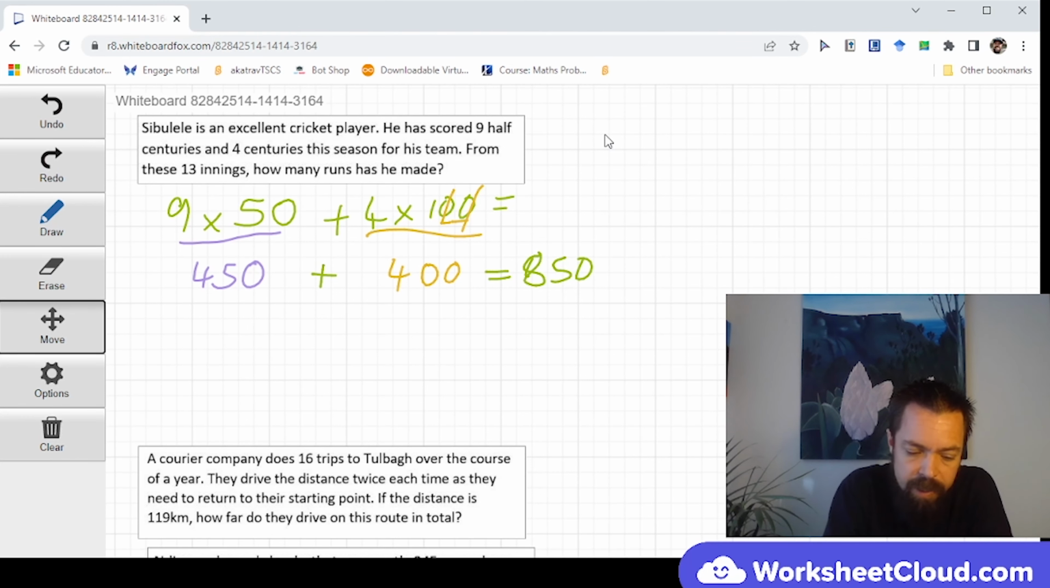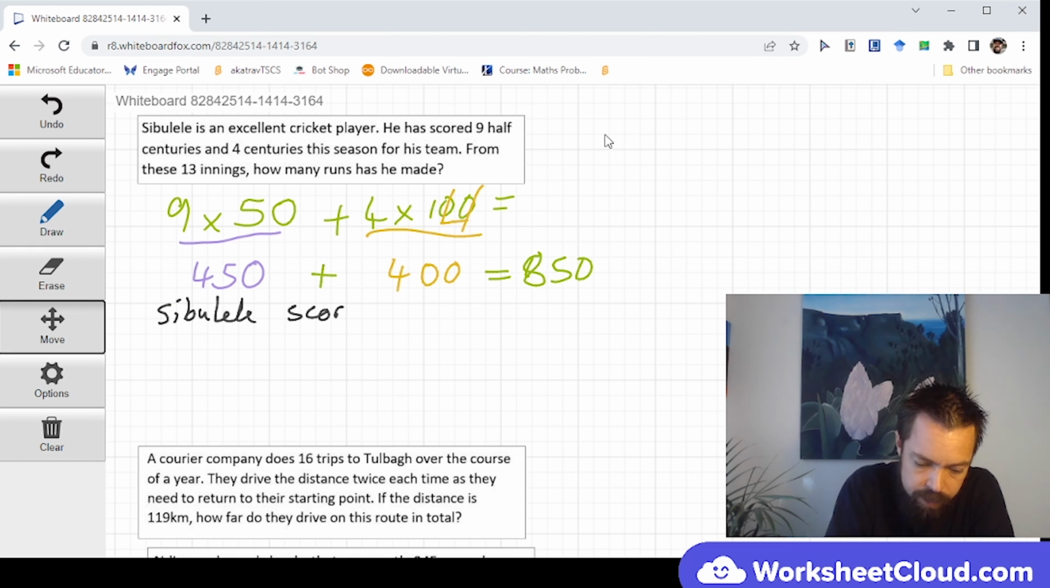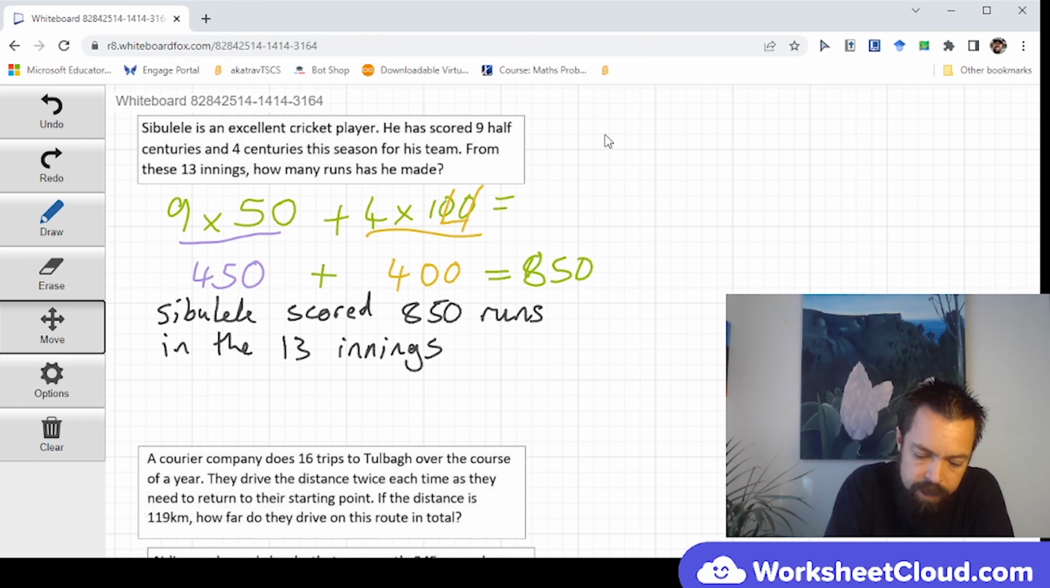But we are not complete because we haven't written a word sentence. Sibulele scored 850 runs in the 13 innings. Innings is a turn to bat.